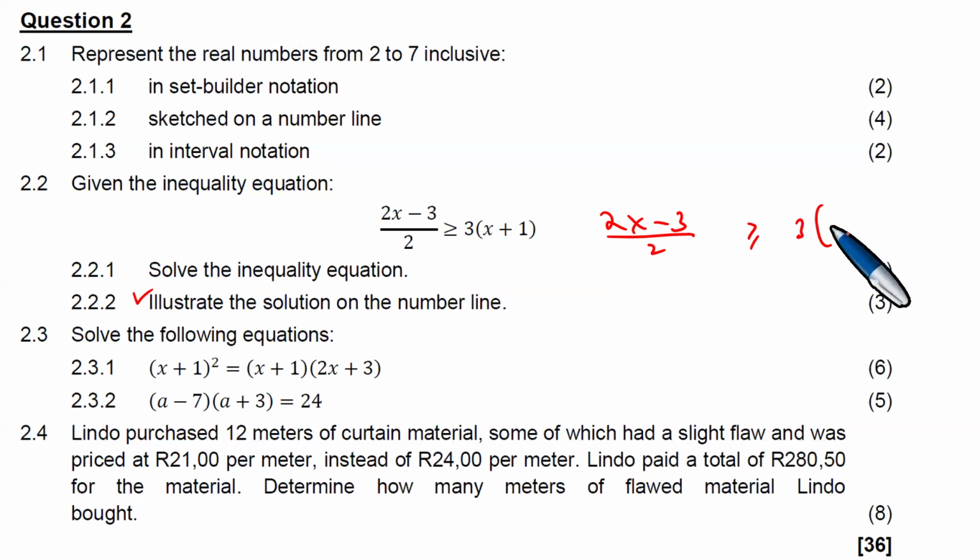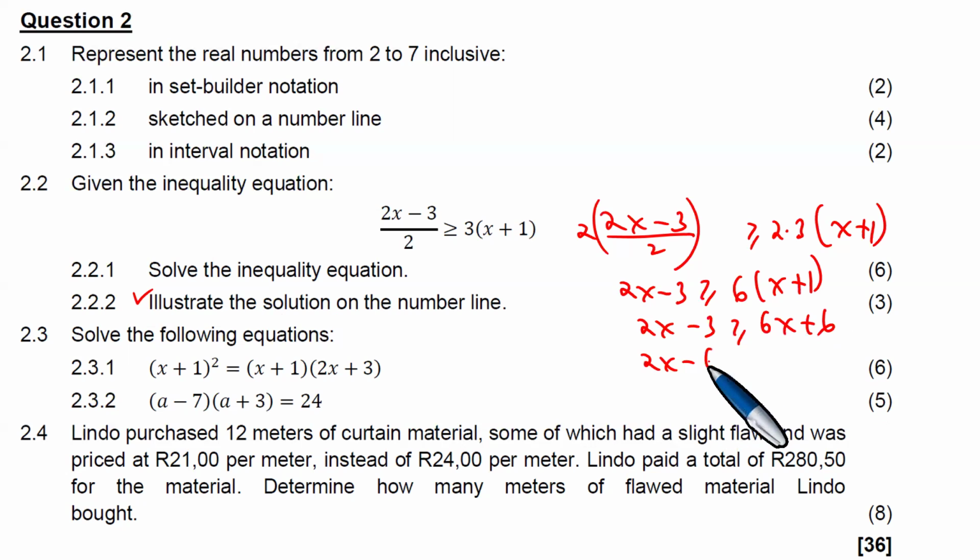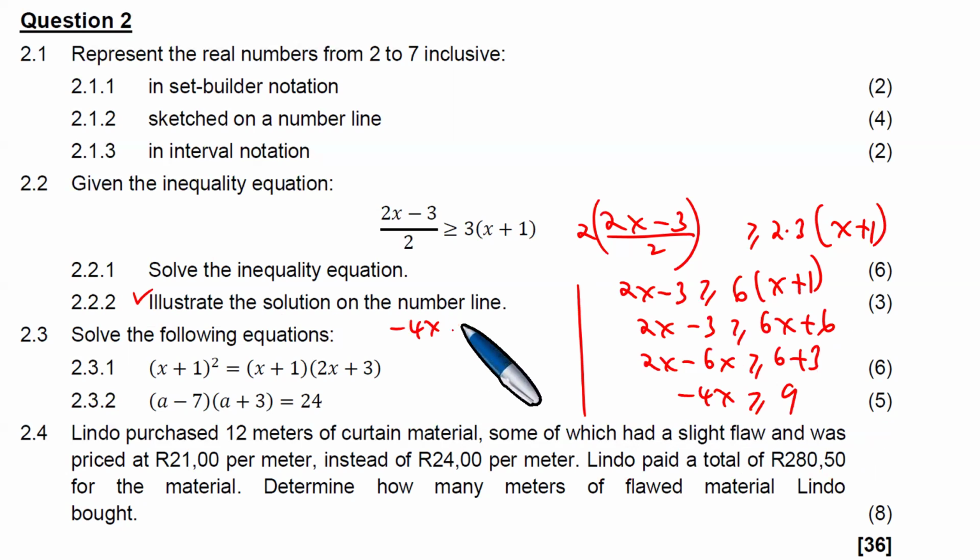I'm going to be a bit faster here because you already know this one. You have the LCD, so you multiply by 2 on one side and by 2 on the other. The 2 cancels, giving us 2x minus 3 is greater or equal to 6 into x plus 1, so 2x minus 3 is greater or equal to 6x plus 6. Then you have 2x minus 6x is greater or equal to 6 plus 3, which is minus 4x is greater or equal to 9. And then the inequality changes direction.